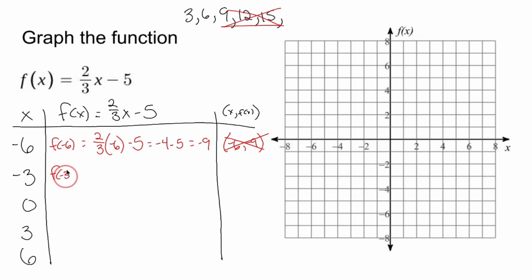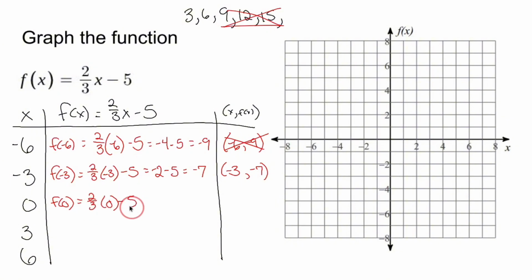F of -3 means I'm going to replace every x value with -3 in parentheses. 2/3 of -3 is -2. So I have -2 minus 5 is going to equal -7. Now I can graph the point -3, -7. That's fine. And now it seems like we're going to be on the good track. If I plug in 0, that's f of 0 equals 2/3 times 0 minus 5. 2/3 of 0 is 0. 0 minus 5 is -5. And that gives me 0, -5.